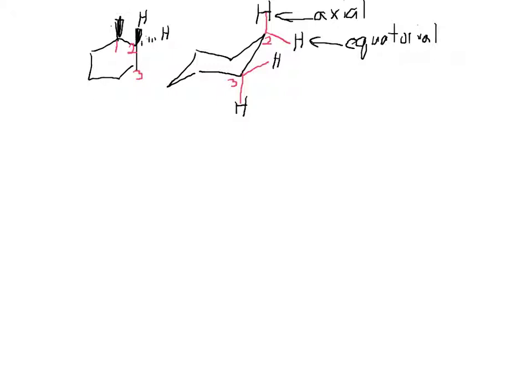But now, what position is this H in? Axial or equatorial? Axial. It's axial. But is it on the bottom of the ring or the top of the ring? It's on the bottom of the ring. All right? This H is equatorial. And it's on the top of the ring, right? So notice, on carbon 2, the axial H is on the top of the ring, and on carbon 3, the equatorial H is also on the top of the ring.